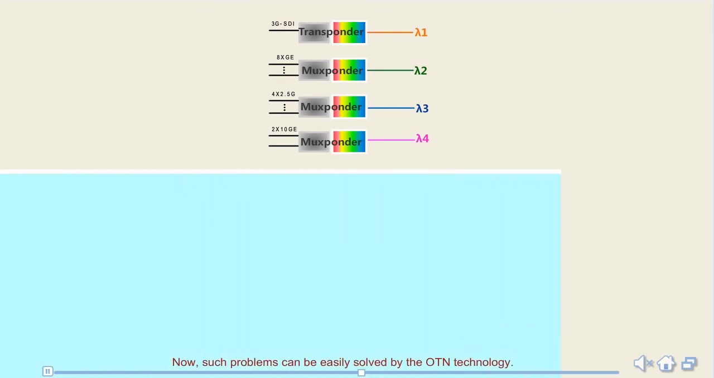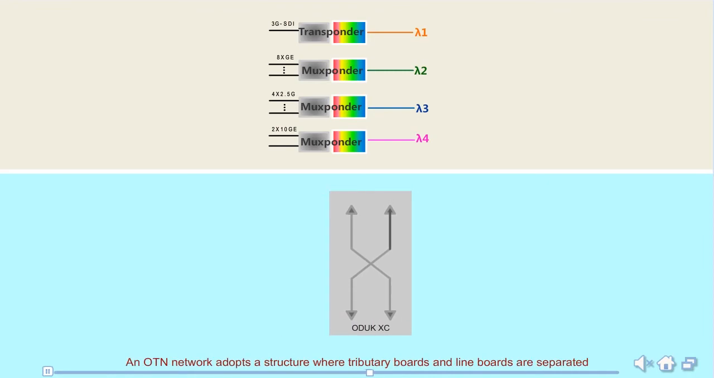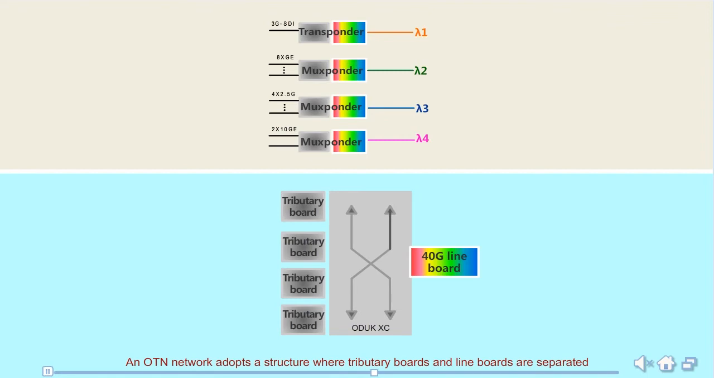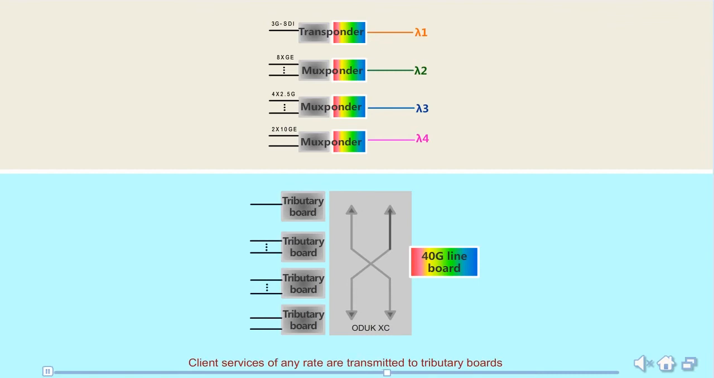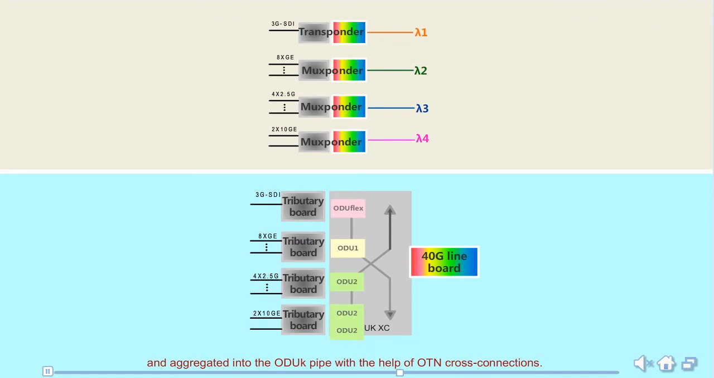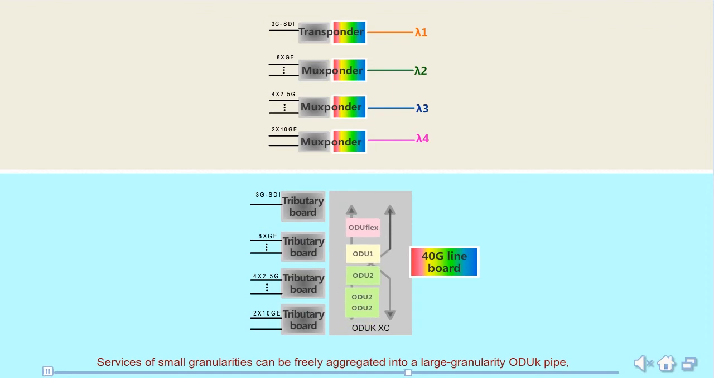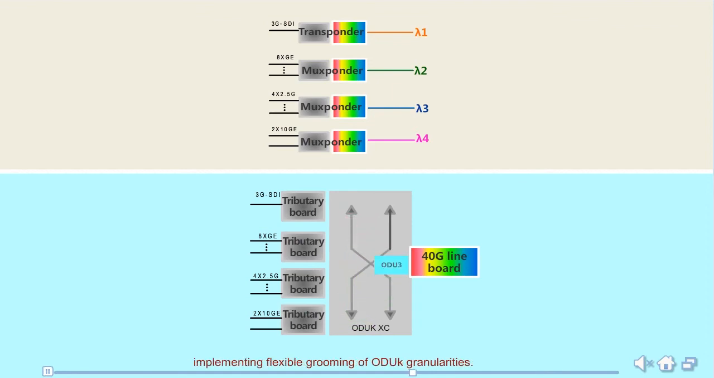Now, such problems can be easily solved by the OTN technology. An OTN network adopts a structure where tributary boards and line boards are separated, and services are grouped based on ODUK granularities. Client services of any rate are transmitted to tributary boards and aggregated into the ODUK pipe with help of OTN cross-connections. Services of small granularities can be freely aggregated into a large granularity ODUK pipe, implementing flexible grooming of ODUK granularities. The services are then transmitted by the line board.